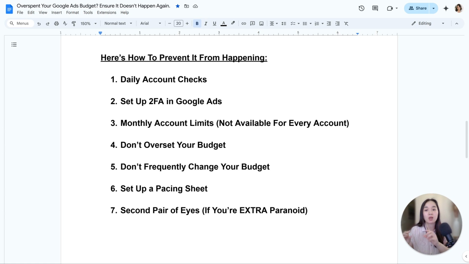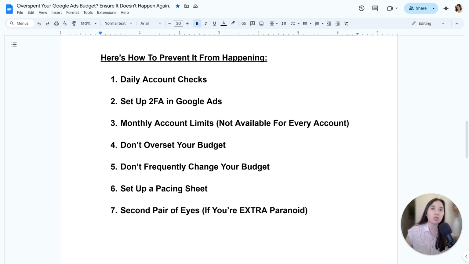Number 6, set up a pacing sheet. If you want more details on a pacing sheet, essentially what it is, it's an Excel sheet that will show you what your monthly budget is, what your daily budget is, how much you spent so far in a month, how much you should have spent, and what your daily budget should be. I do this for accounts where the budget is mixed, and let's say we have like 4 different locations and they're coming out of 4 different campaigns, and I want to make sure that I'm not bleeding money between campaigns. Setting up a pacing sheet is going to help a lot with that.